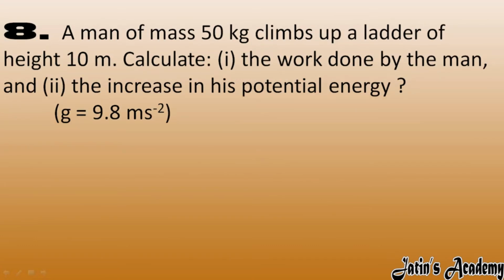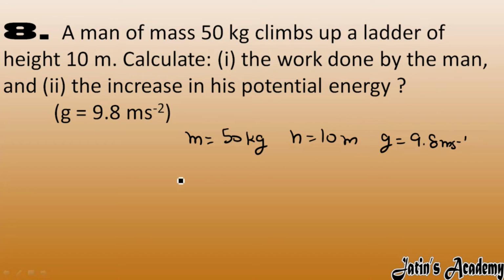Next we have a man of mass 50 kg who climbs up a ladder of height 10 meter. Calculate the work done by the man and the increase in his potential energy. G value is given as 9.8 meter per second square. So mass is given as 50 kg, height is given as 10 meter and G value is given as 9.8. First of all, we have to calculate the work done by the man.